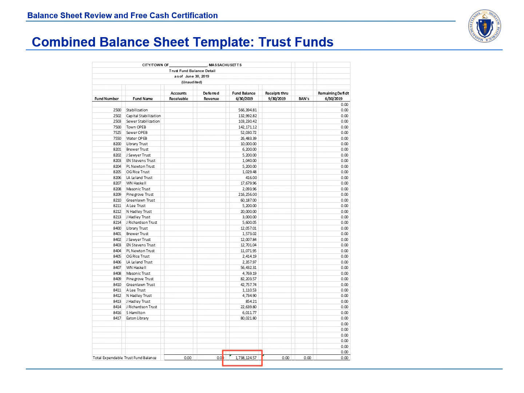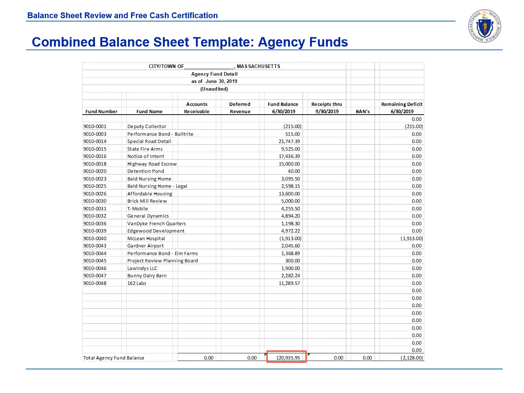This is an example of the Trust Fund Balance Detail tab. The total in the fund balance column must agree to the total trust fund balance on the combined balance sheet. This is an example of the Agency Fund Balance Detail tab. The total in the fund balance column must agree to the total agency fund balance on the combined balance sheet.